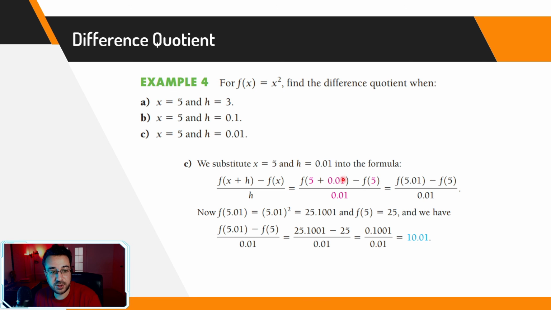Branch c of the solution: x equals 5, h equals 0.01. Same thing, you plug in the x and the h wherever you see them. And when you have f of a certain number, you plug it back into the main equation that represents f of x. And you get back the final value of 10.01. So that's mainly a fast overview of the difference quotient, in case we need it as we move forward.